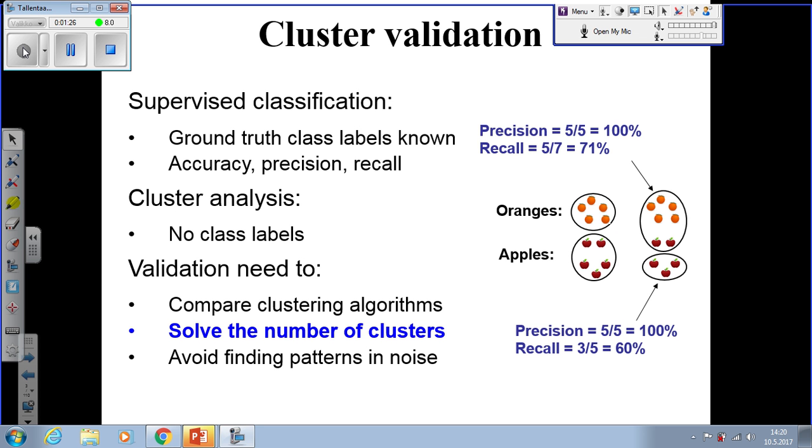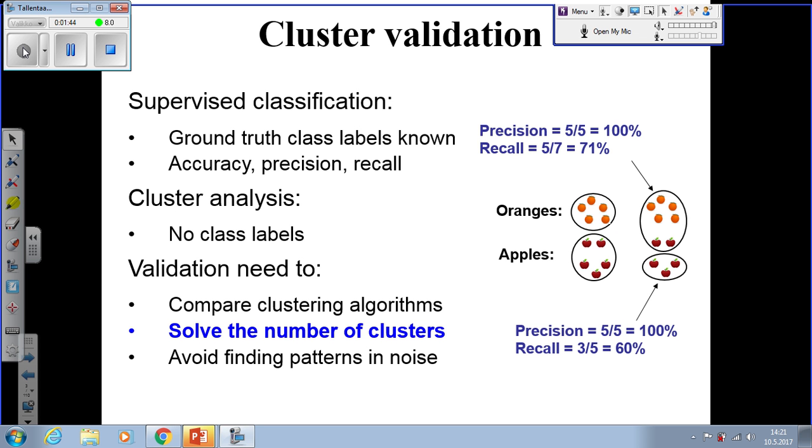So there are two sides. If we put everything in the same class, we always have 100% recall, but the precision will be low. And vice versa, if we don't select anything, we have 0 recall, but the precision is basically perfect because there are no false choices.